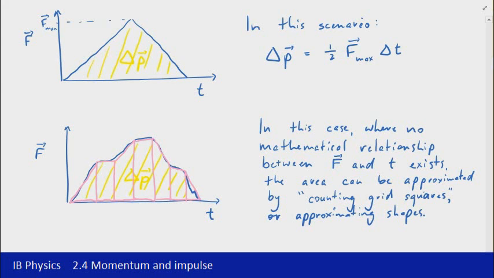So, a useful representation there, force versus time graphs. The area under those graphs gives us the impulse or the change in momentum of the scenario.